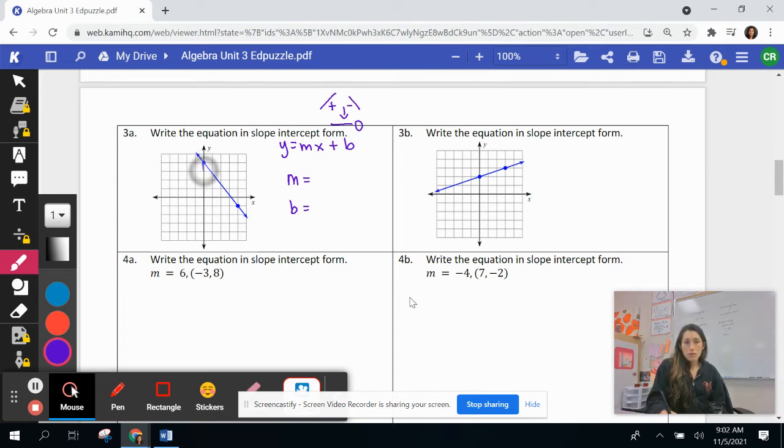So I'm going to count the vertical units: 1, 2, 3, 4, 5. And I'm going to count the horizontal units: 1, 2, 3, 4. And that's a negative. So we went down 5 and then to the right 4. So our slope is -5/4.